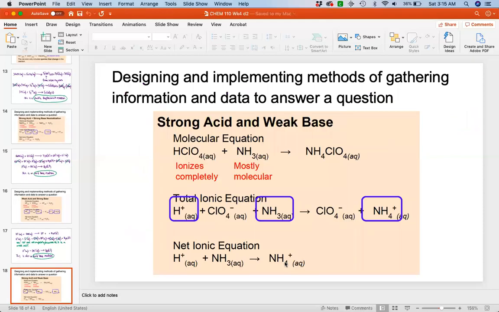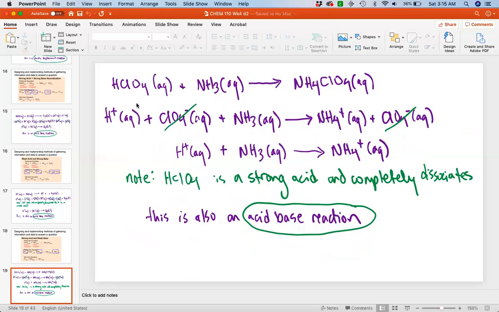And the last example we're going to look at is a strong acid and a weak base. So again, our strong acids completely ionize, but our weak bases are mostly molecular, so they stay together. And if we think about how we might write out this equation, here's our strong acid, and here's our weak base, and here's our product.